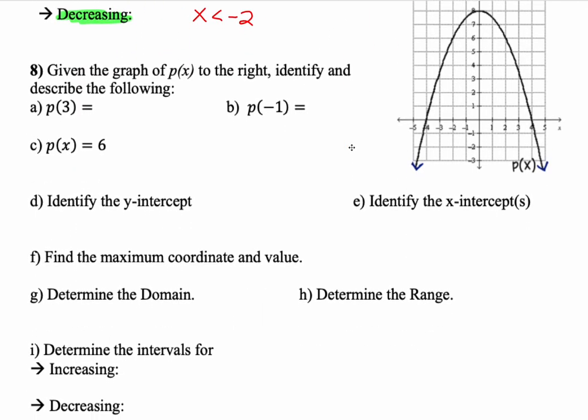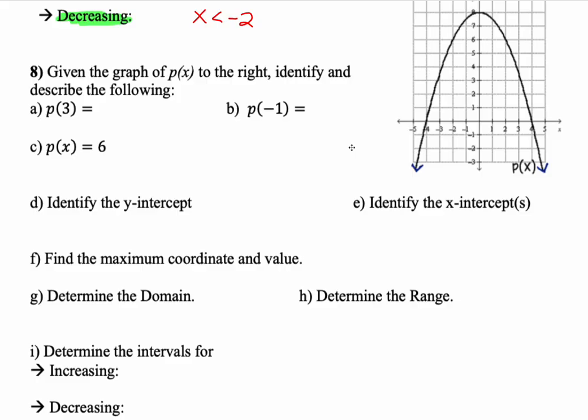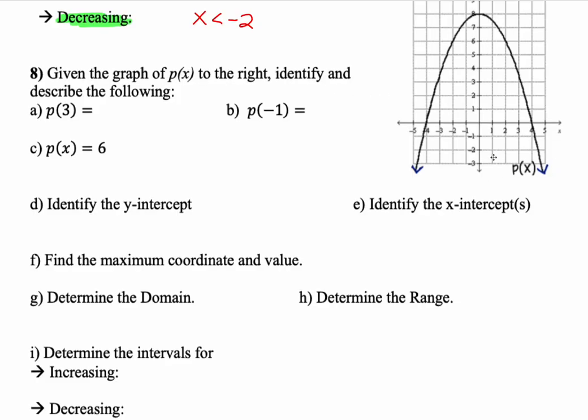Question 8 also has no context, so we are going to be using this graph only. We are given the graph of p of x to the right. So again, just another way of noting a different function. It's the same type of information, so we are going to find the answers the same way.